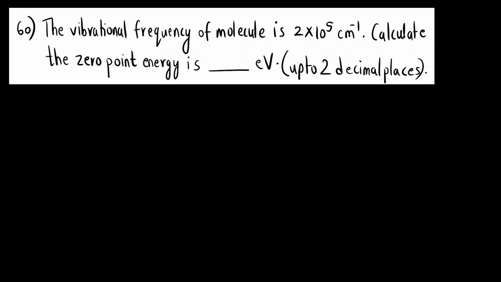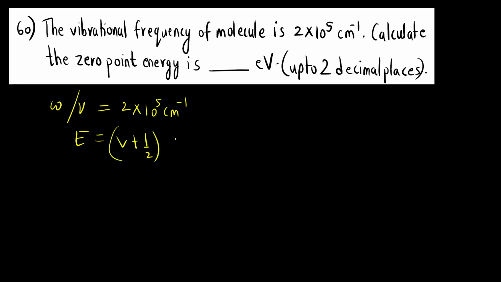Last question: vibrational frequency of the molecule is this much. So E vibrational is given for the ground state. Okay, I can write this as 0. Sorry, this is vibrational frequency that is given. It is represented by nu, or by omega, 2 into 10 raised to 5 centimeter inverse. Okay, what is the formula? E is equal to V plus half nu bar. This nu bar is in centimeter inverse.